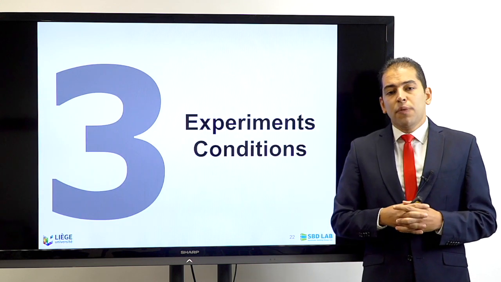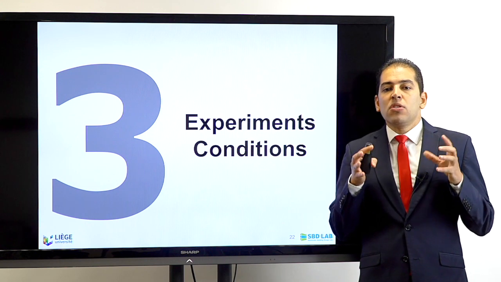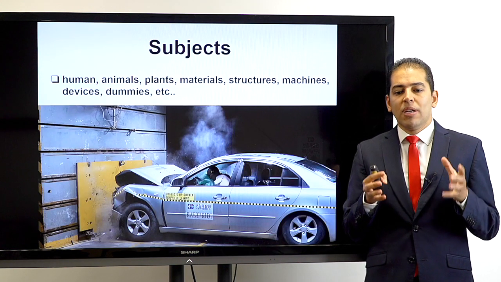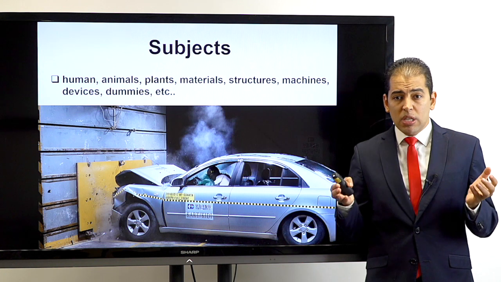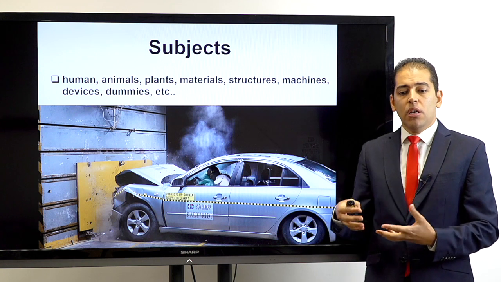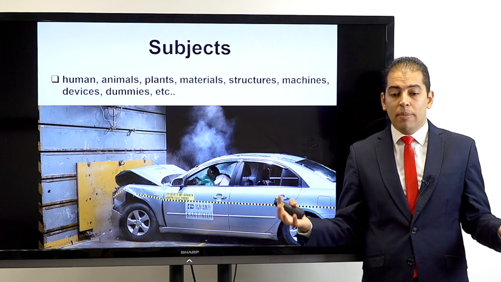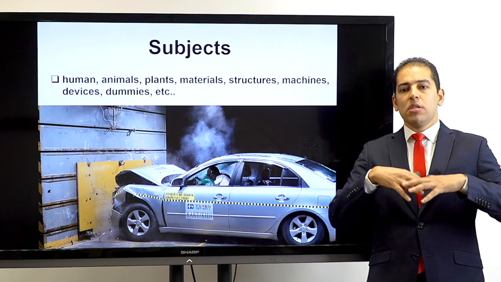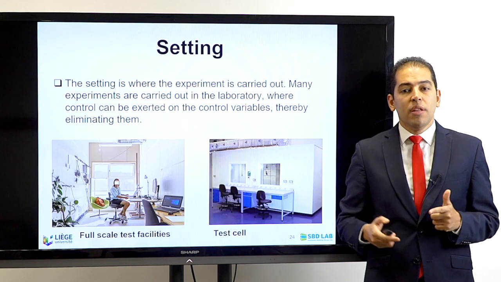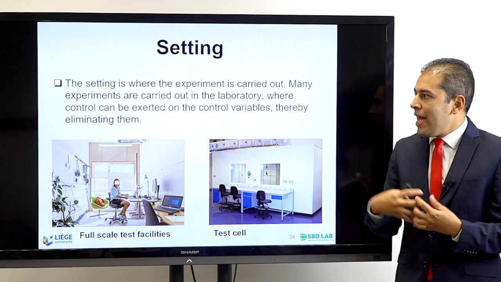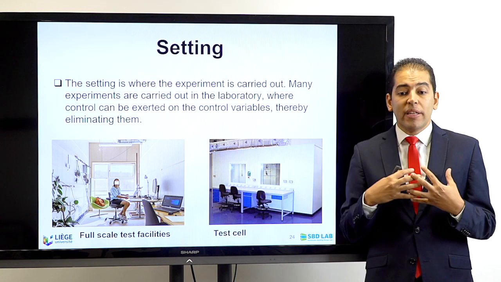Now let's move to the following aspect: experiment conditions. What are my experiment conditions? First thing, for my experiment, I must have a subject. What is my subject? It can be a human being, it can be an animal, it can be a plant, it can be a material, a structure, an object, a machine, a device, a prototype, a dummy. Whatever it is, I must have a subject, number one. Number two, I must have a setting where I'm conducting my experiment. And the setting is where the experiment is carried out.